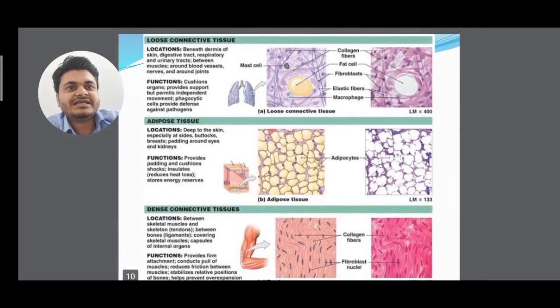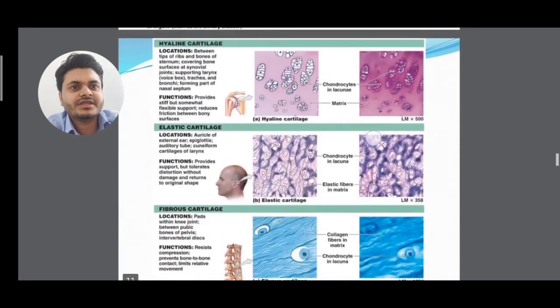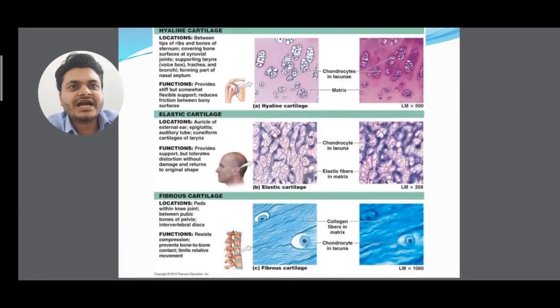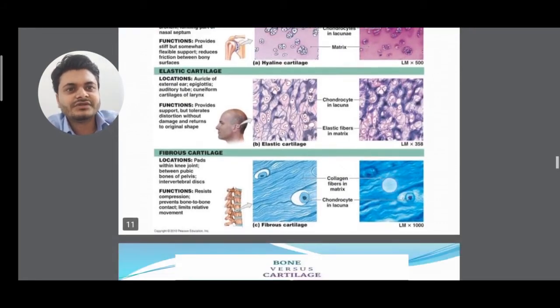Here again, the description I have given in a chart of loose connective tissue, dense connective tissue, and adipose tissue, which I'll come to in the next slide. This is a very nice chart. You will not get it in your book, so copy it down. There are 3 different types of cartilage: hyaline cartilage, elastic cartilage, and fibrous cartilage. All locations, functions, and diagrams are given here. You go through it and write it down.